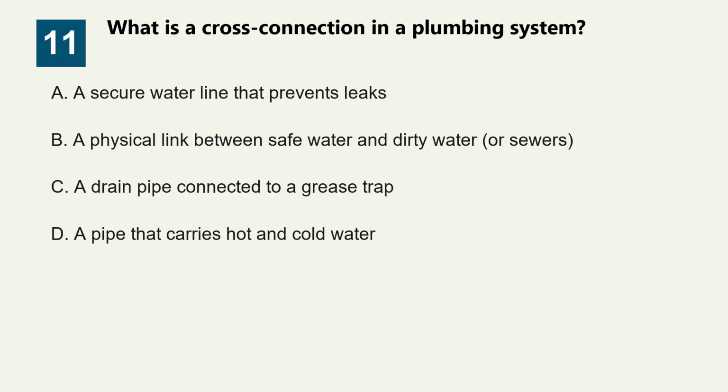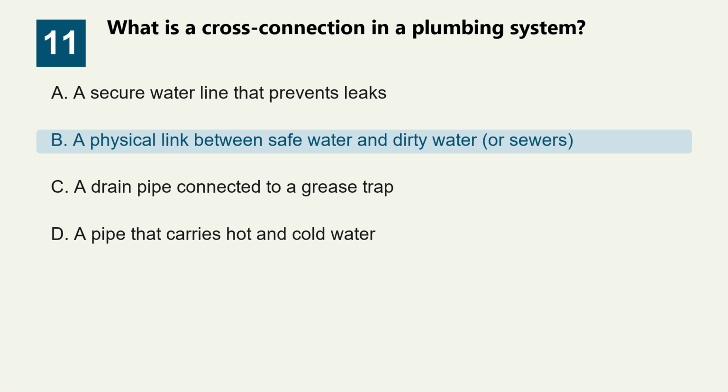Question 11. What is a cross-connection in a plumbing system? Option A. A secure water line that prevents leaks. Option B. A physical link between safe water and dirty water, or sewers. Option C. A drain pipe connected to a grease trap. Option D. A pipe that carries hot and cold water. The correct answer is option B.